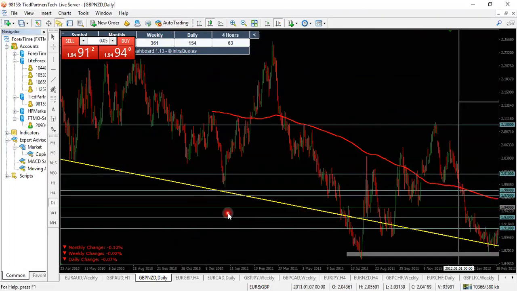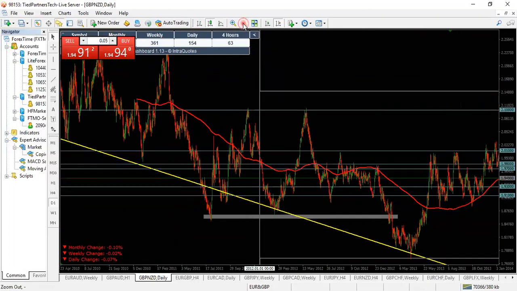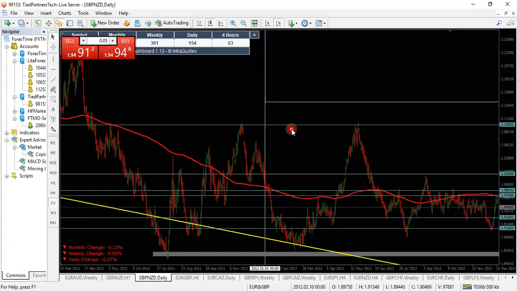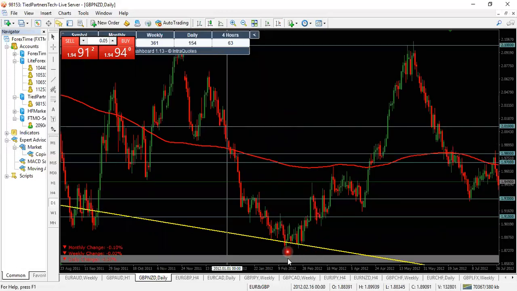Just trying to find my route. Okay, right. I think I'm there. I think I'm down there. Okay, let me just zoom in a little bit. Here, you see this candle here. This candle here. This candle here. Very strong candle. Came back. This is where the support was made.